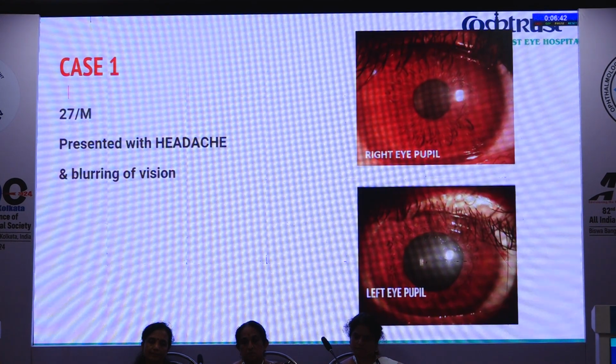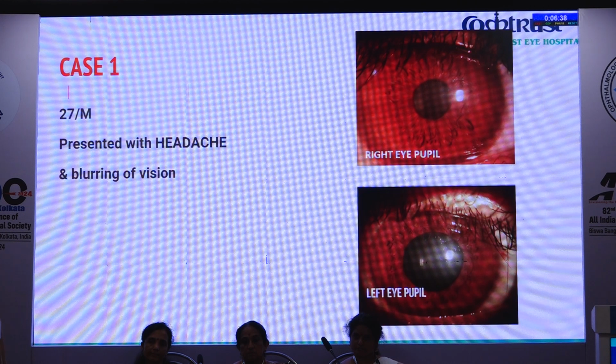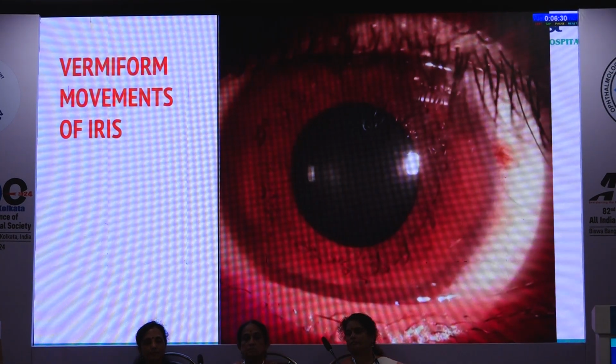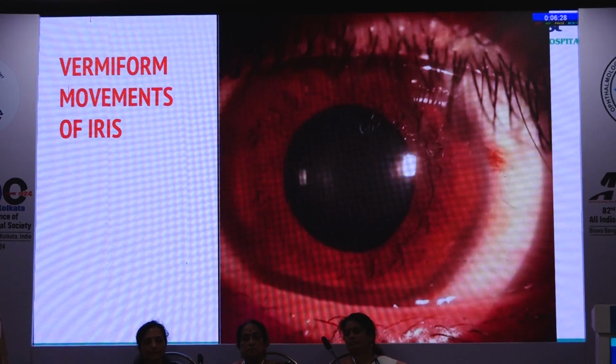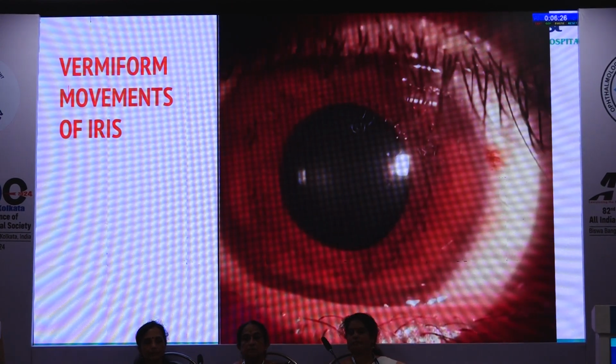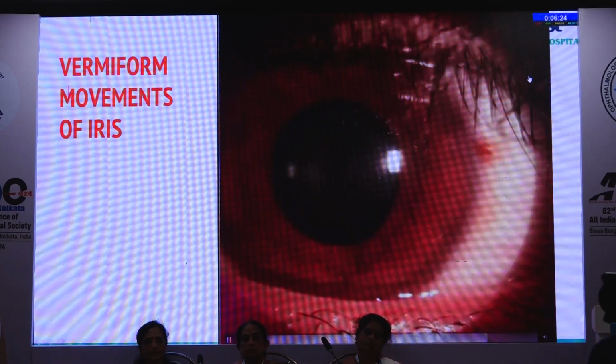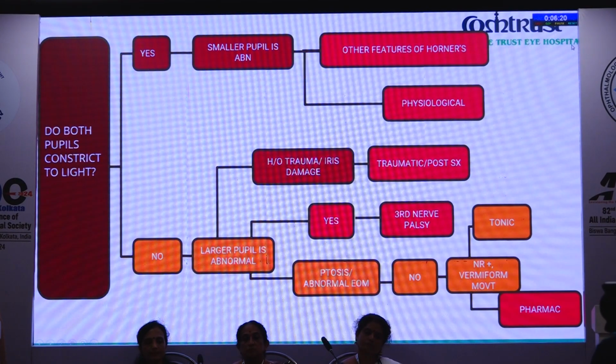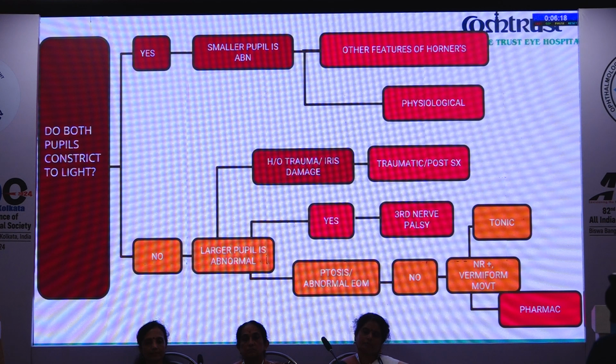The first case, a 27-year-old male, presented with headache and blurring of vision. As you can see, there is a difference in the size of the pupils between the right and the left eye. This was the left eye. As you can see, there is a vermiform movement of the iris.